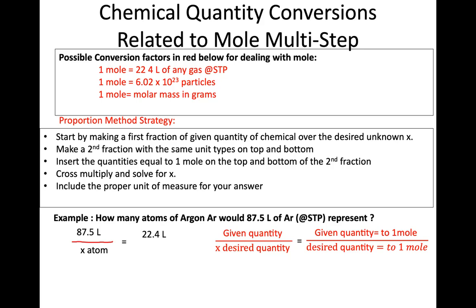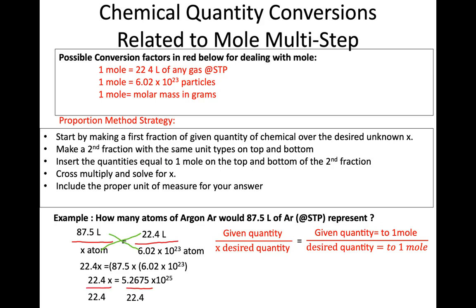There's always 22.4 liters of a gas equal to 1 mole, as long as it's at standard temperature and pressure. There's always 6.02 times 10 to the 23rd particles. In this case, the particles are just called atoms. We would cross multiply, turn it into an equation, right? 22.4x is equal to 87.5 times 6.02 times 10 to the 23rd. And then we would divide each side by 22.4. And we end up with an atom quantity, 2.35 times 10 to the 24th atoms.